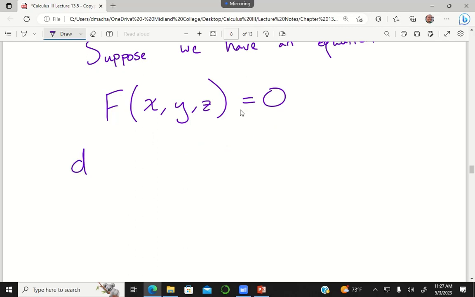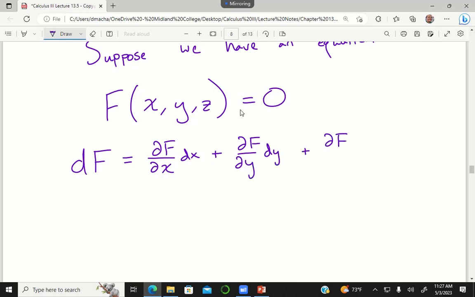Well, we could take the total differential of f, the total differential of the left-hand side of the equation, and this should be the partial of f with respect to x dx plus the partial of f with respect to y dy plus the partial of f with respect to z dz. Okay.